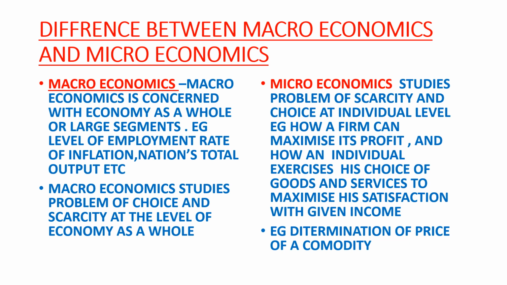Now we come to microeconomics. Micro means very small. So microeconomics studies problems of scarcity and choice at the individual level. For example, how a person with limited income chooses goods and services so that he can get maximum satisfaction, or a firm maximizes its profit, or how price of a commodity is determined by forces of demand and supply. This is called microeconomics.